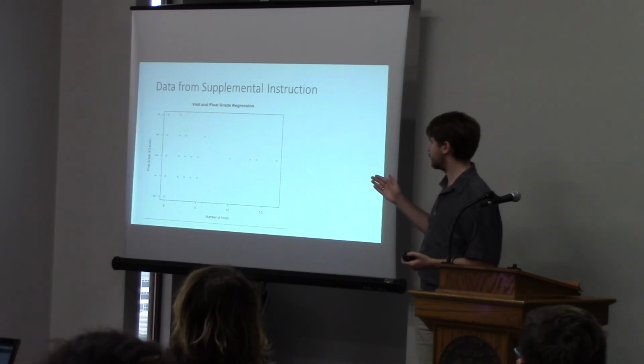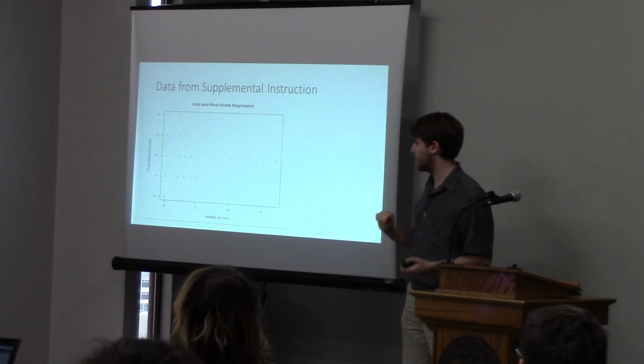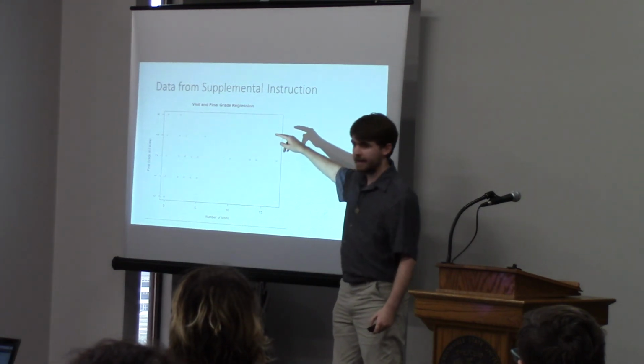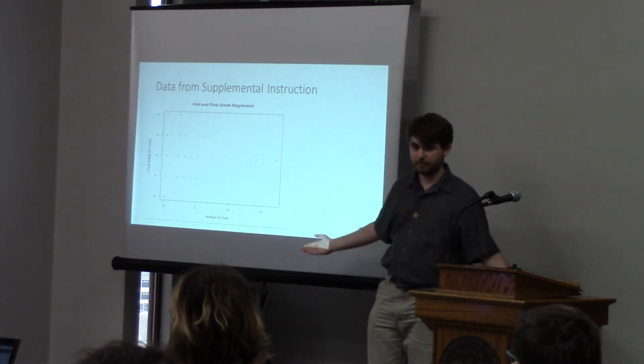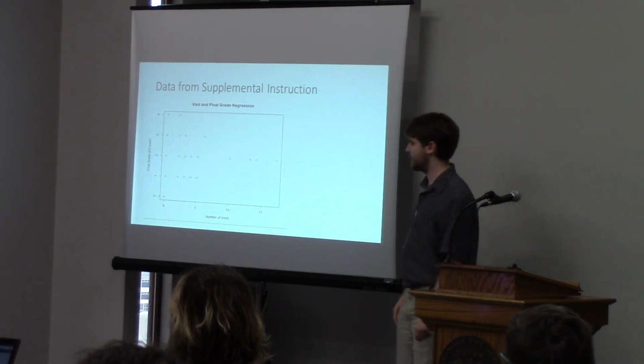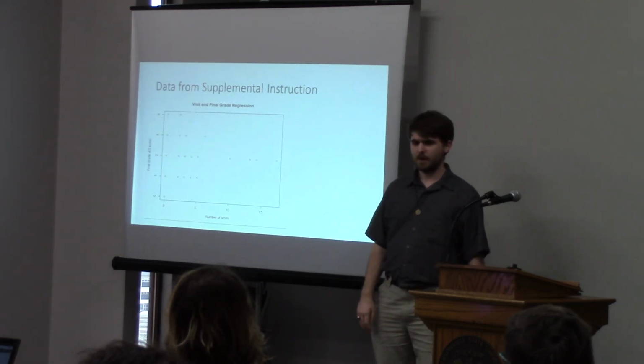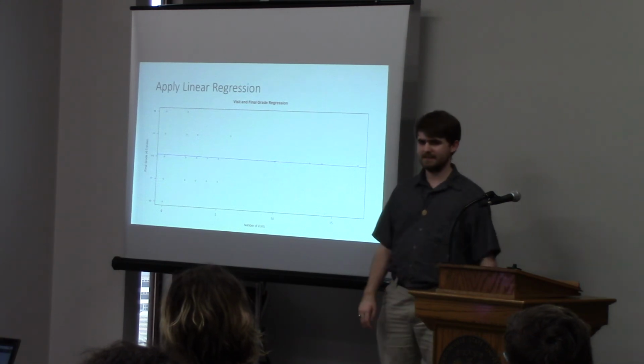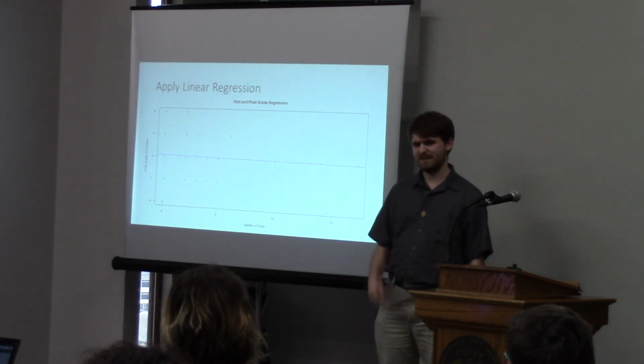So here's data from supplemental instruction, MS-112. We have 0 as an F, 4 as an A, and grade point averages in between. So it looks kind of like a triangle. Now, when I applied regression to it, I got a line that says that SI is bad. I'm like, wait, we're helping students.